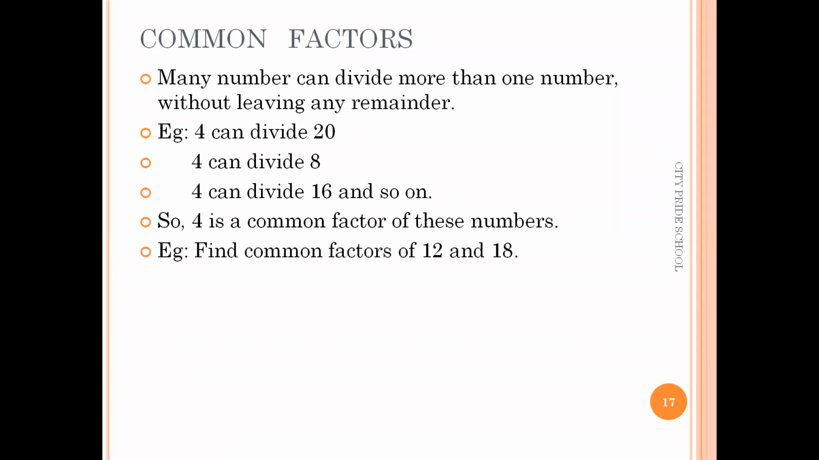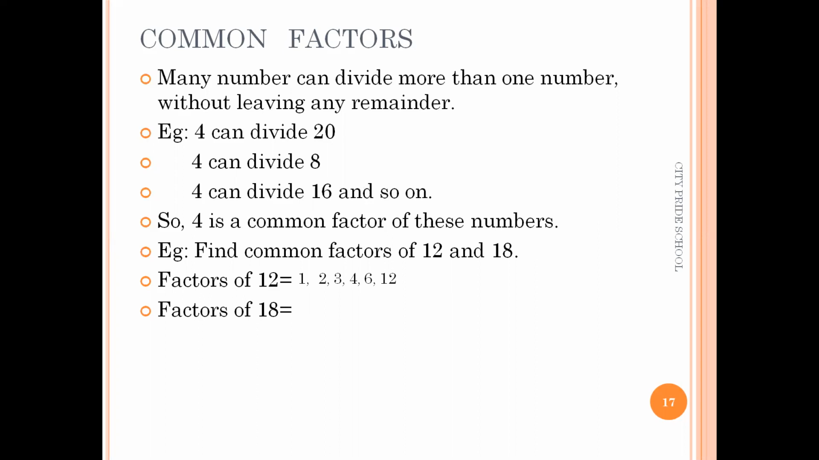Example, suppose the question is find the common factors of 12 and 18. So we have to find out first the factors of 12, then the factors of 18, and then we have to find out how many common factors there are in both the numbers. So factors of 12: 1 and 12 we have to write first. It is an even number, so it is definitely divisible by 2. So 2 6s are 12, and then 3 4s are 12. So these are the factors of 12.